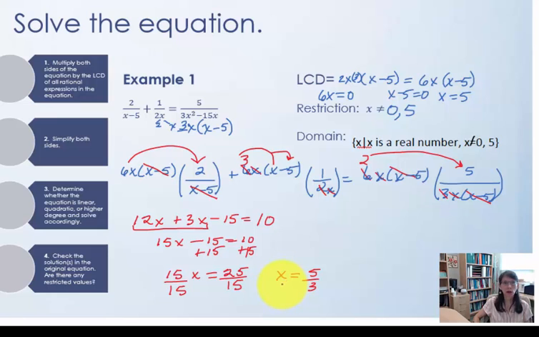So I want to make sure I go back and check the restrictions. It says x cannot equal 0, x cannot equal 5. I didn't get either of those answers, so it means we get to keep our answer of x equals 5/3. So we have one solution.